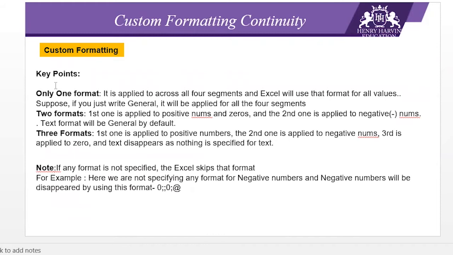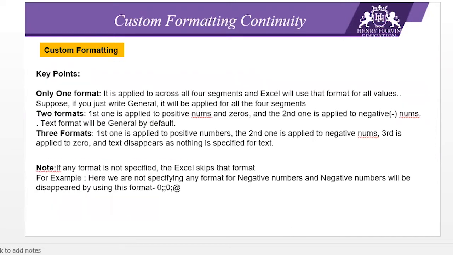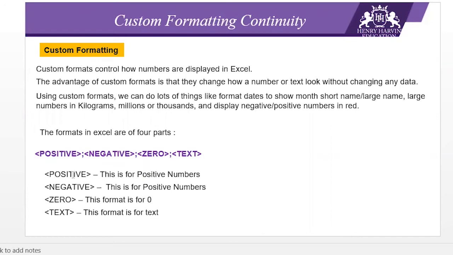The key point, as we already discussed, is that we have four segments: positive, negative, zero, and text. If we apply only one format, Excel will use that format for all values, meaning all sections. There are four types of format in Excel: positive, negative, zero, or text. Other than that, there is no format available.